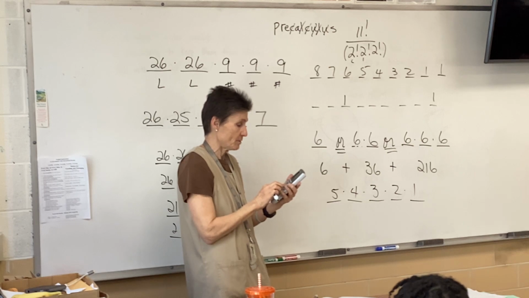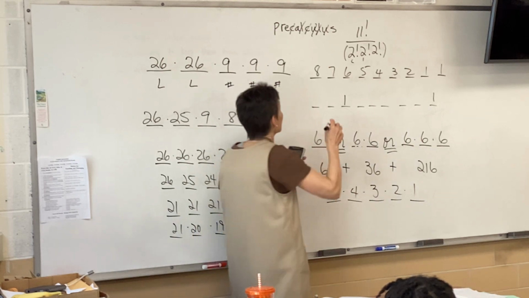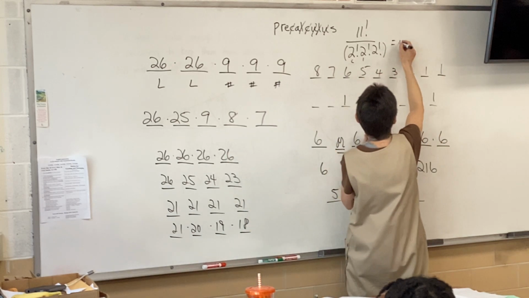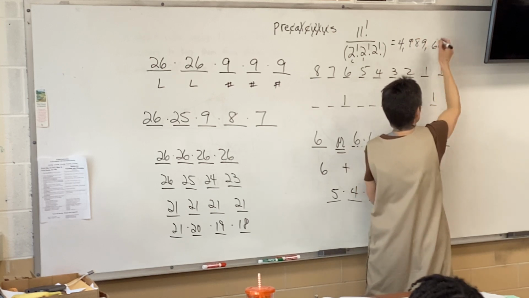And tell me what you get. You should have gotten, let me get the commas right, about 4,989,600. Yep.